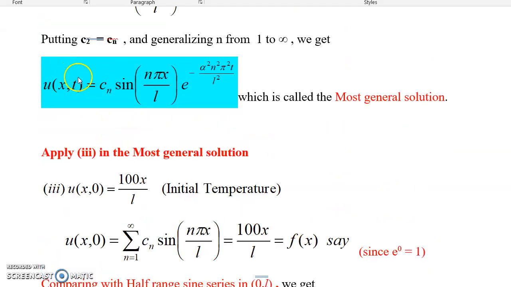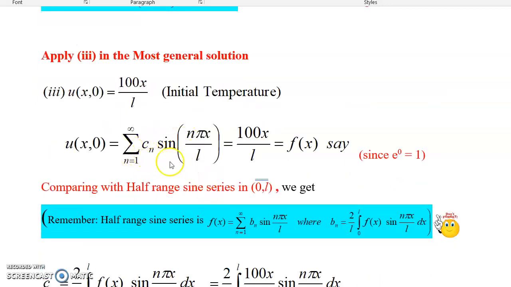So U of x comma 0. In this U of x comma 0, putting t as 0, this e power 0 becomes 1. E power 0 is 1. So you have sigma Cn sin n pi x by L, which is equal to the right side, 100x by L. This is a function of x, let us say f of x.